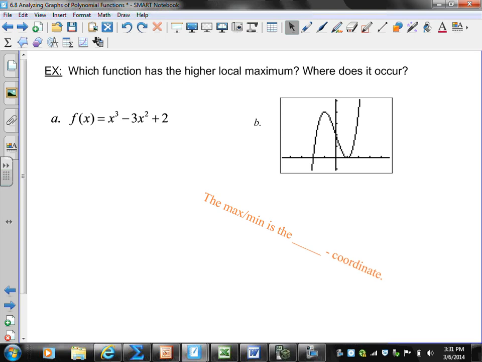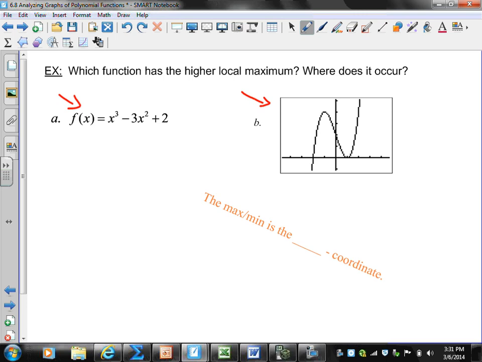Well, question, there's 2 examples here. There's a function in function form, written out algebraically, and then we have this graph over here in B. So which of these functions has the higher local maximum? And then the second part of this is, where does it occur? Well, let's do the easy one first.